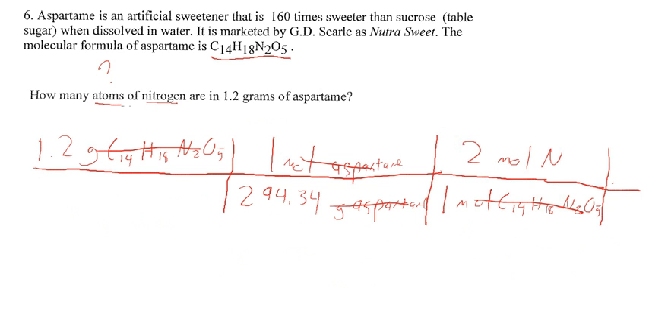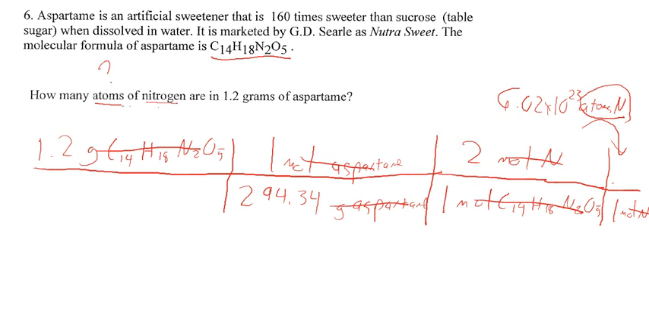Well, I want to figure out atoms. So I have 1 mole of nitrogen, and running out of room, I'll just put it up here. That's going to be equal to 6.02 times 10 to the 23rd atoms of my nitrogen. Okay. So I can cancel out the units here, and I'm ready to solve. I have converted from the grams by using the formula mass to moles of aspartame. I have said that in 1 mole of aspartame I can see that there are 2 moles of nitrogen there, and every 1 mole of nitrogen contains this many atoms.